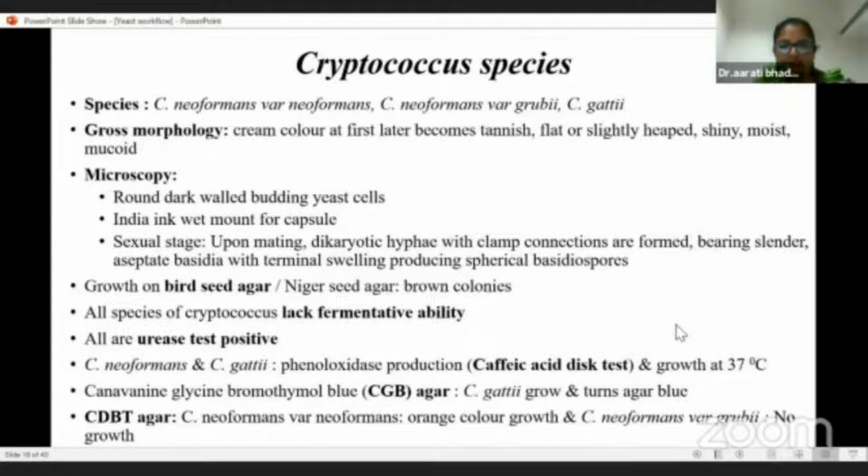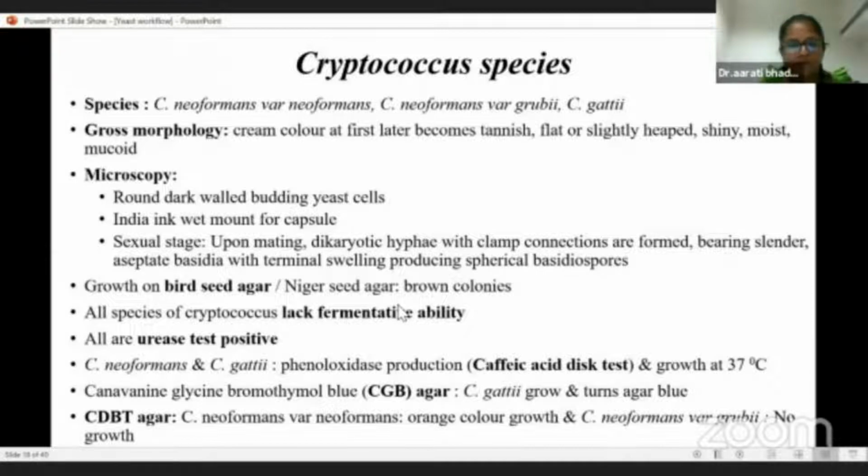Now we have to check for gattii and neoformans. For that we use CGB agar. In that, gattii will grow and turn the agar cobalt blue, and neoformans won't. After that, we have to check for neoformans var. neoformans versus grubii. For that, we should use CDBT agar, in which neoformans will change to an orange color growth, and grubii will give no growth.